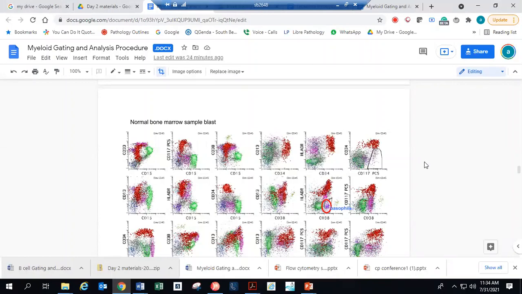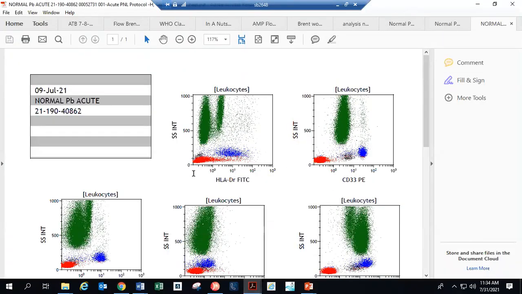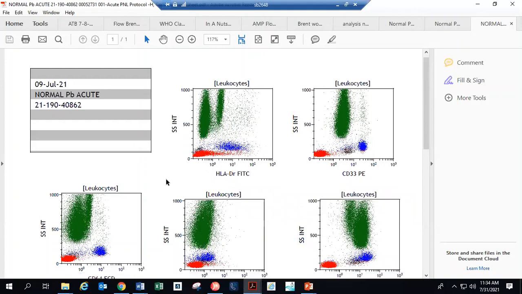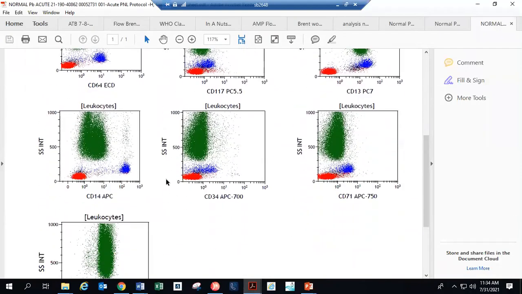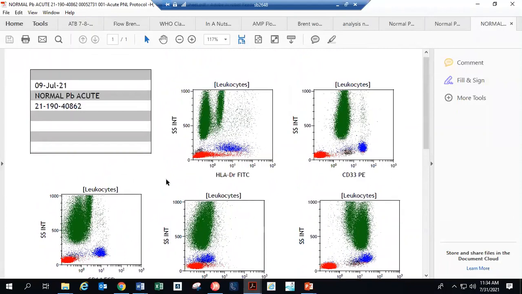Anyone else has any questions? Most people just use CD45 versus side scatter. Yes, that's right. They use CD45 versus side scatter for the first one. What I was showing over here, they use CD45 on the x-axis versus side scatter on the y-axis. I don't have the CD45 here, but that is what most of the labs use.